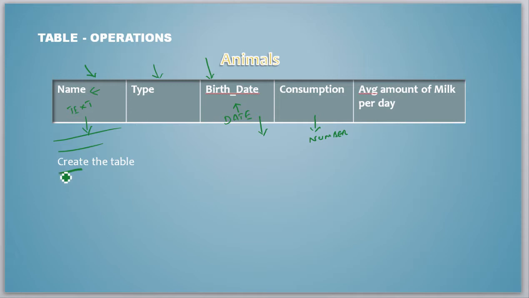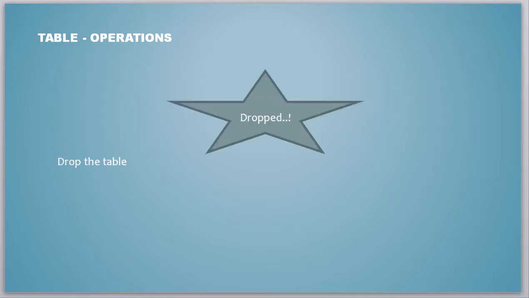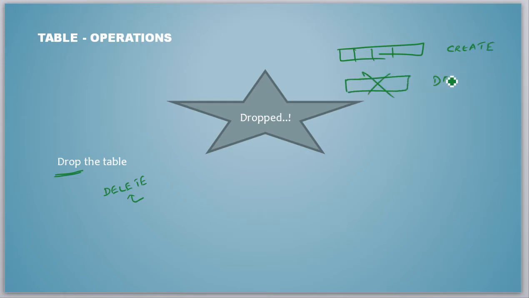So we create a table. That's an operation. Another operation that we can do with regard to a table is to drop the table. That means remove the table entirely. Remember, we use the word drop, not delete. I'll explain why we are not using the word delete. Instead, we are using the word drop to remove the table entirely, and I'll explain that in the subsequent videos. So right now, just remember, when you want to create a table, you create a table, and when you want to remove the table altogether, you drop it.